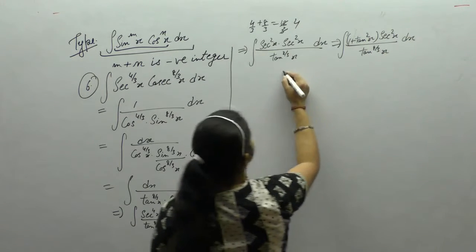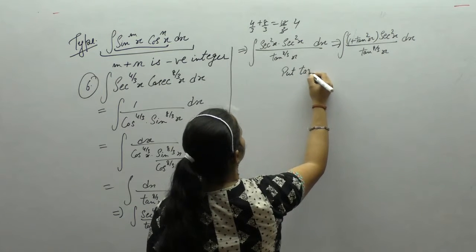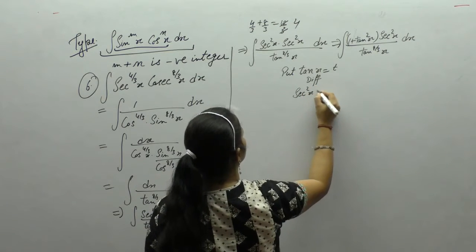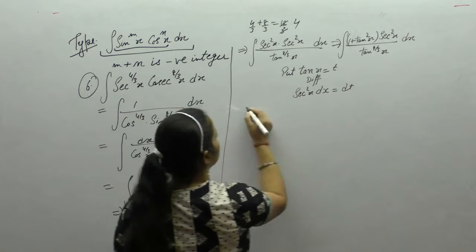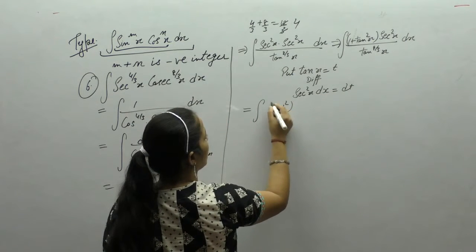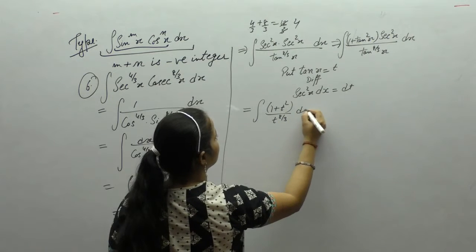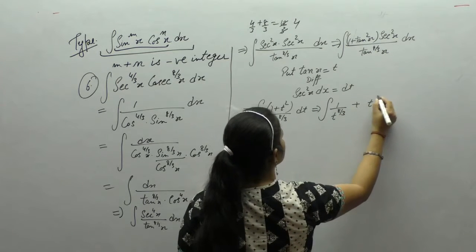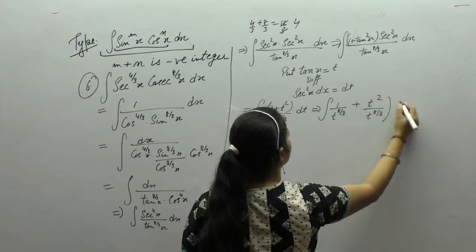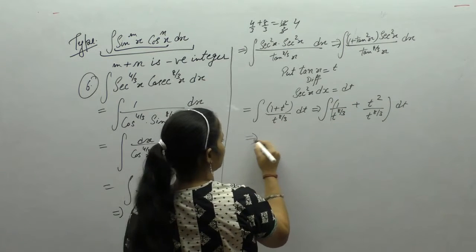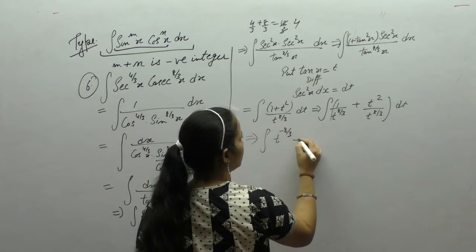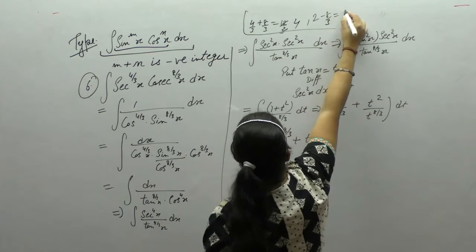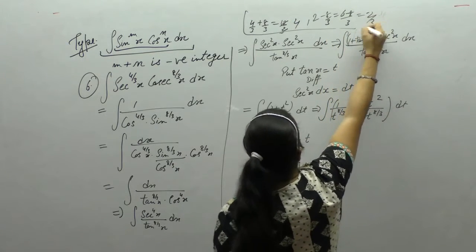Now put tan x as t. Sec square x dx is dt. So we get 1 plus t square upon t power 8 by 3 dt. Now separate the terms: 1 upon t^(8/3) plus t square upon t^(8/3). That is t power minus 8 by 3, and 2 minus 8 by 3 is (6 minus 8) that is minus 2 by 3.